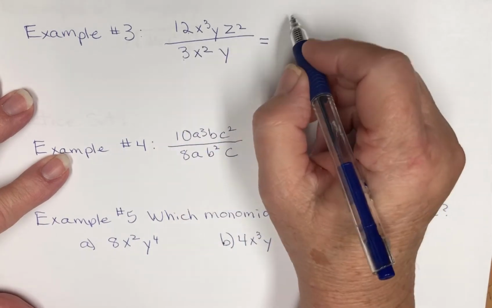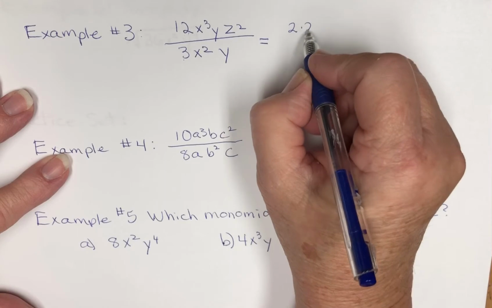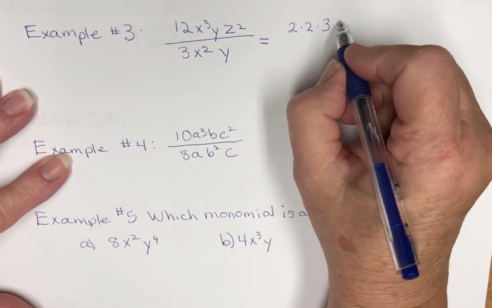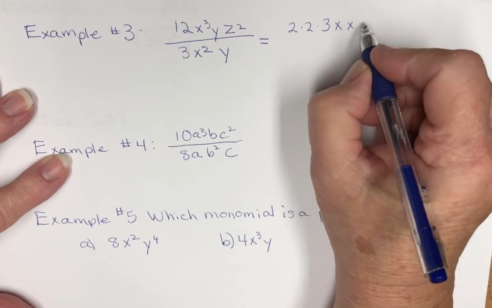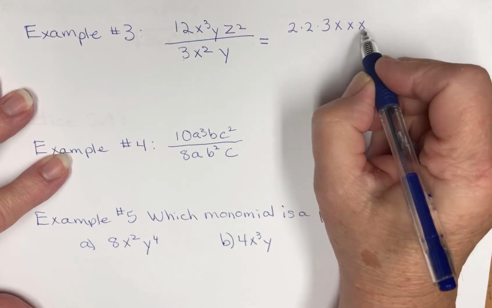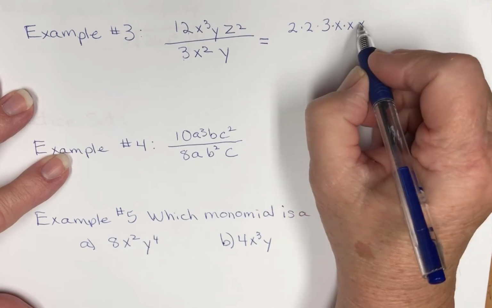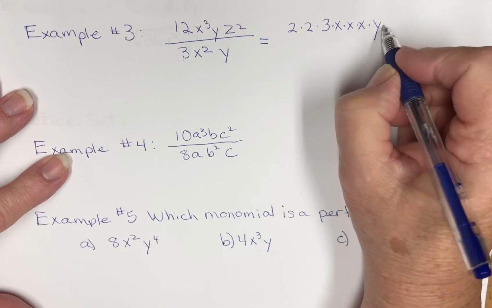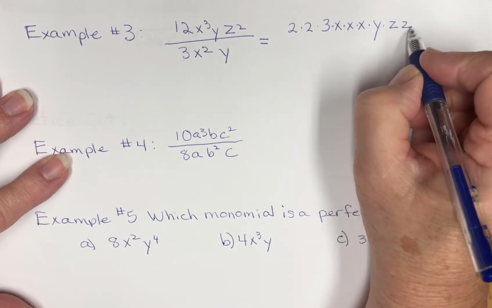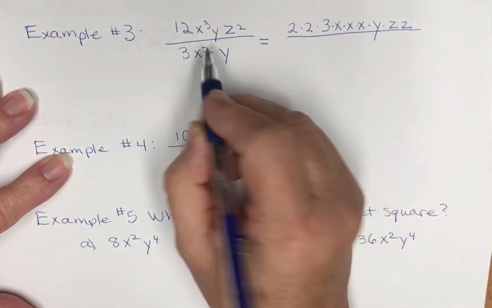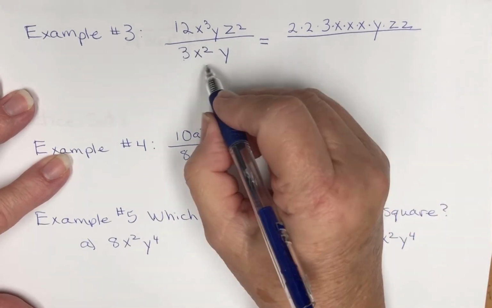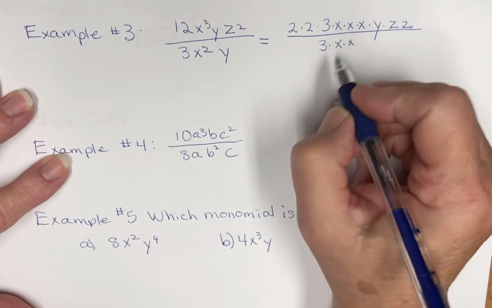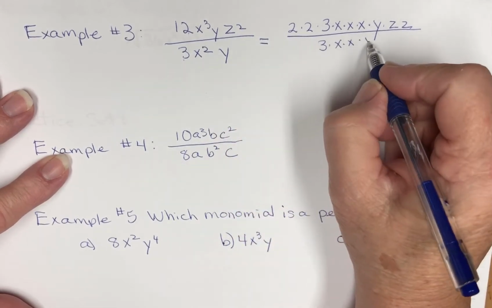The prime factorization of 12 is 2 times 2, which is 4, times 3, that's 12. And then I'm going to expand my x to the third power. Notice I've got 1, 2, 3, with a multiplication sign between each one of these. Then I have 1 y and I have 2 z's. So there is the top term expanded. Now on the bottom, I have 3 times x, there are 2 of them, times y.